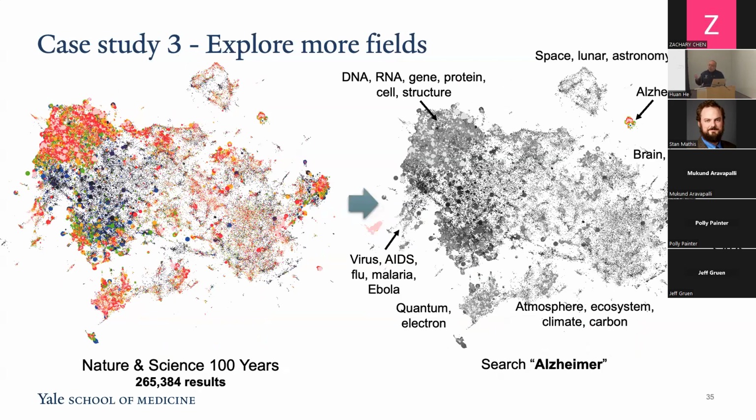And also we can change the data set by a different search query. Like this one, we can show all the papers published in Nature and Science in the past 100 years. And definitely there are a lot of papers there, 265,000. In this figure, we colored all the points using their publication year. So if the color is dark, like purple or maybe blue, it represents papers published like 50 or 70 years ago.